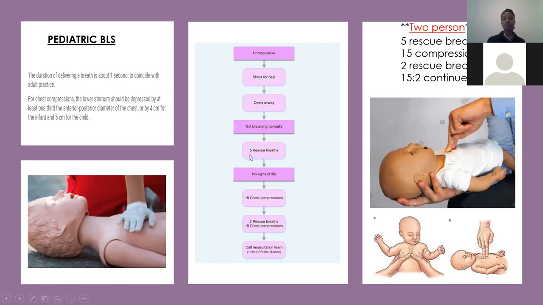But all you have to start with 5 rescue breaths. The 5 breaths should be a duration of 1 second each. So 1, 2, and you're looking for the chest rise also.